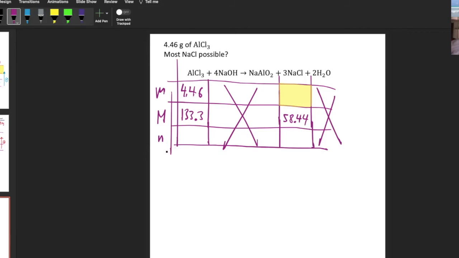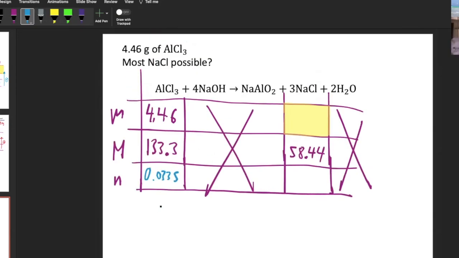How do you go down the table? Divide them. Go ahead. I got 0.0335. Okay. How do you go from here to here? Multiply by 3, because the number in front of the sodium chloride is 3, right? Yeah, because it's a 3 to 1 ratio.